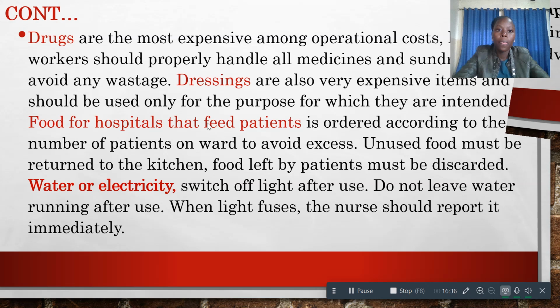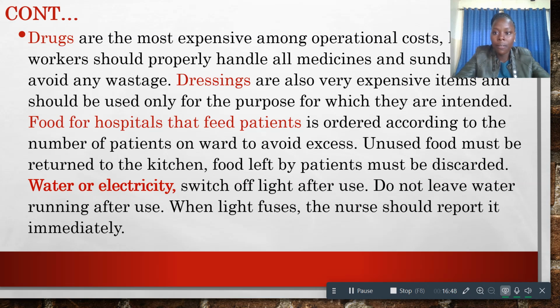So next, still under the supplies, we have supplies like drugs. Here they are saying that drugs are the most expensive among the operational costs. So health workers should properly handle all medicines and sundries at their facility to avoid any wastage. That one I've already hinted at. Drugs are really expensive, among the most expensive, and they contribute the biggest percentage of the hospital expenditure.